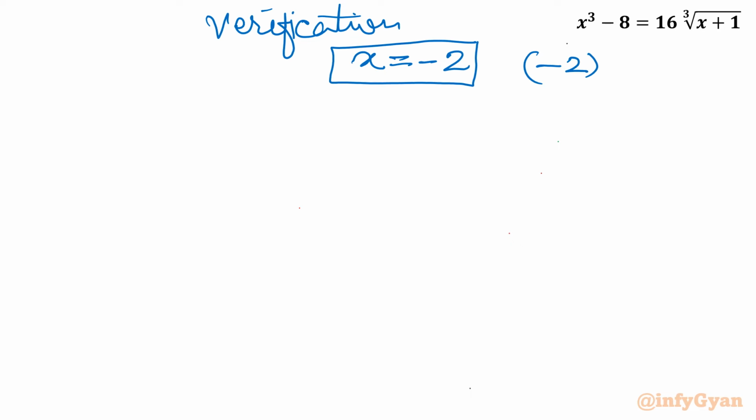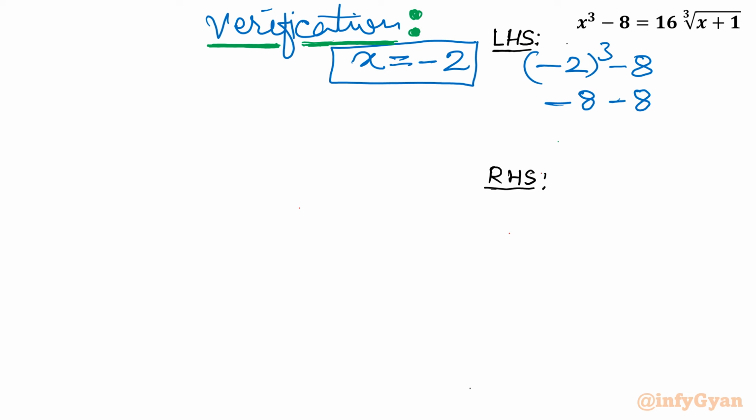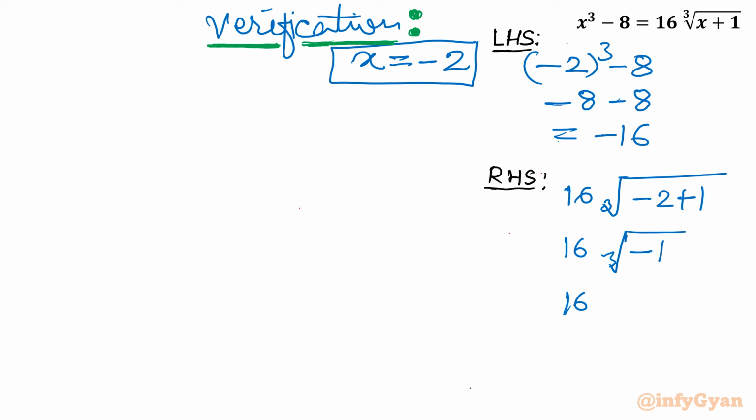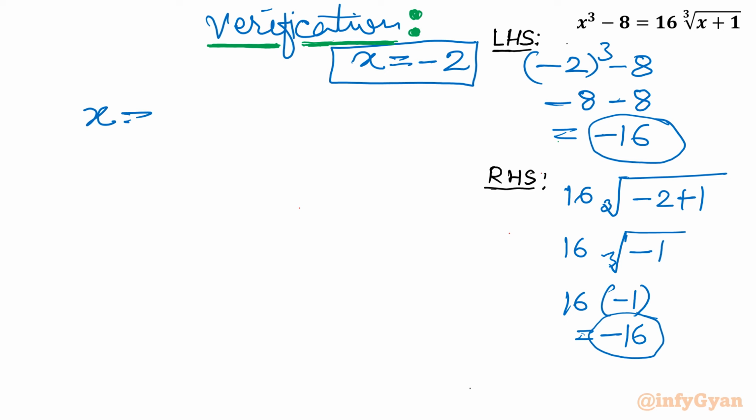Let's verify minus 2. Let me write here verification. And I am going to verify x is equal to minus 2. So let us put over there minus 2 whole cube minus 8. Okay, so minus 2 whole cube is minus 8. So left hand side is minus 2 whole cube, that is minus 8 minus 8. So left hand side will become minus 16. Let's check RHS also. 16 times cube root of minus 2 plus 1. So 16 times cube root of minus 1. Cube root of minus 1 is minus 1. So which is coming out negative 16. You can see RHS and LHS, both values are negative 16 and equal to each other. So this value is verified. Overall solutions we calculated: minus 2 and 1 plus minus square root 5.